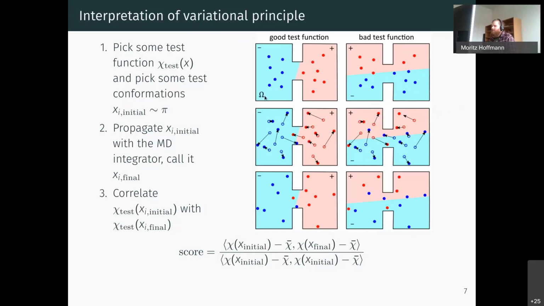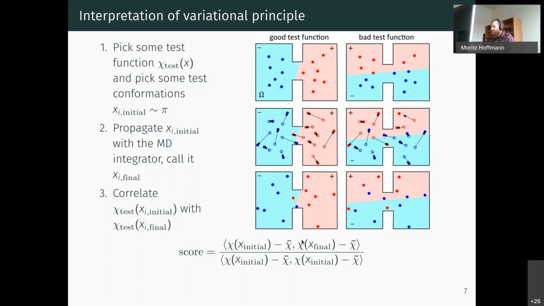We have this state of the system, yeah? And here we have a perfect separation between left and right, or negative and positive, and here we have something awful, right? This is not a good test function. And then we propagate our system with our favorite MD integrator, yeah? And then these are the previous positions, and now these are the new positions. Yeah? And then we evaluate our test function again. So we have two states. We have x initial and x final down here.